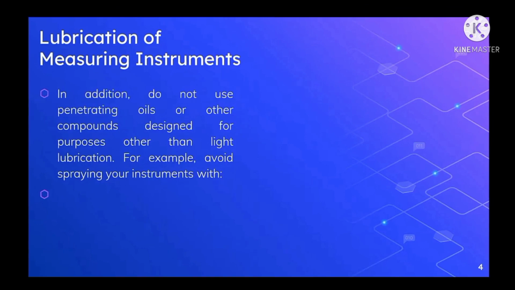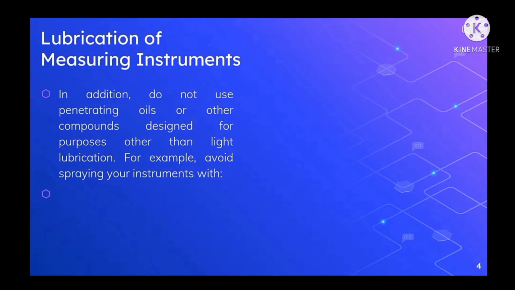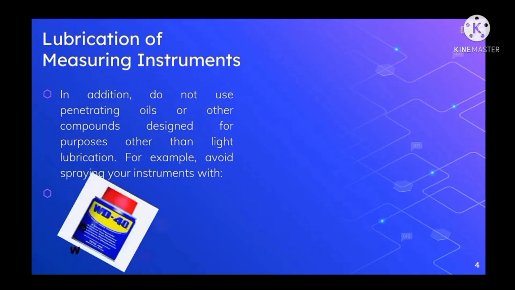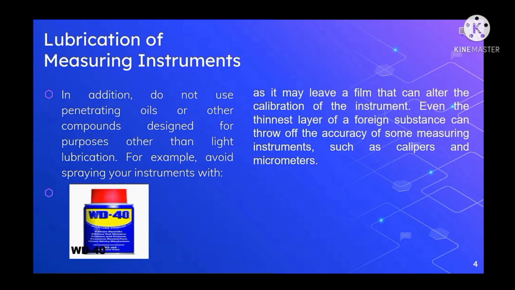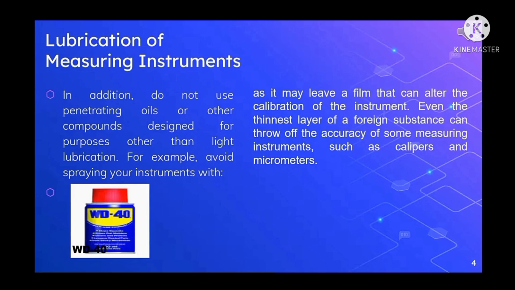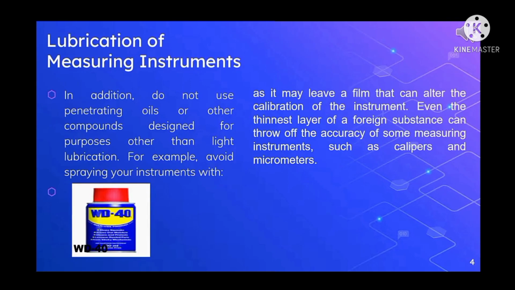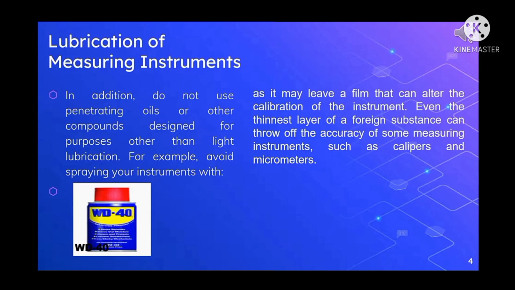Lubrication of measuring instruments. In addition, do not use penetrating oils or other compounds designed for purposes other than light lubrication. For example, avoid spraying your instrument with them, as it may leave a film that can alter the calibration of the instrument. Even the tiniest layer of foreign substance can throw off the accuracy of some measuring instruments, such as calipers and micrometers.